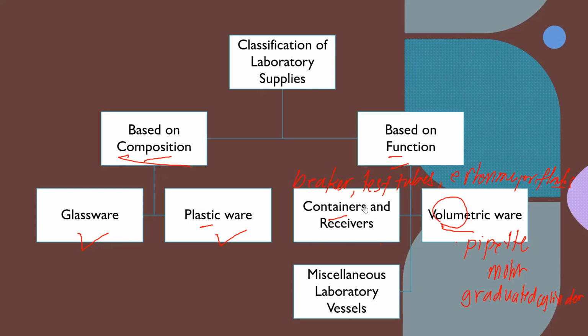You might be saying that our beaker can also be classified as volumetric ware because there are graduations or markings on our beaker. However, if we compare the accuracy of the volume of a beaker with that of a graduated cylinder, the graduated cylinder is much more accurate in getting the volume of our liquid or substance.